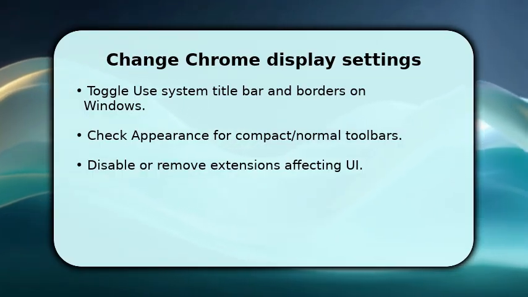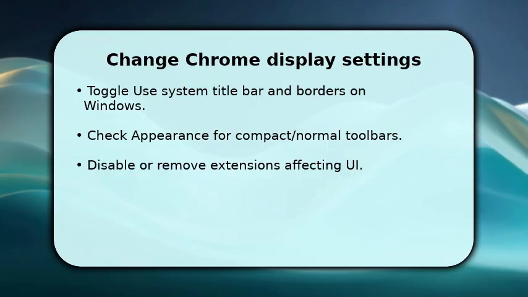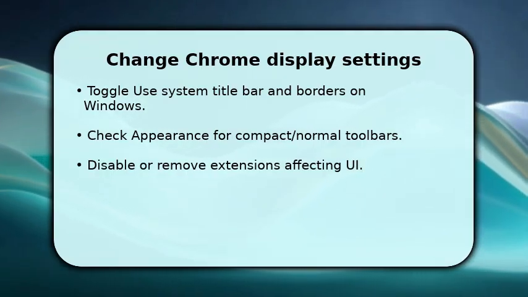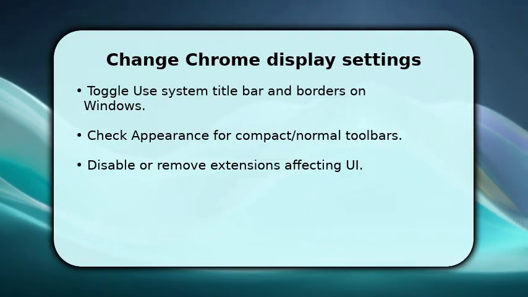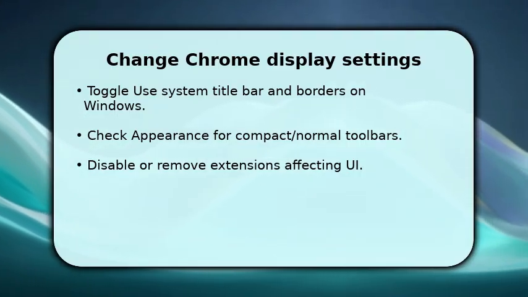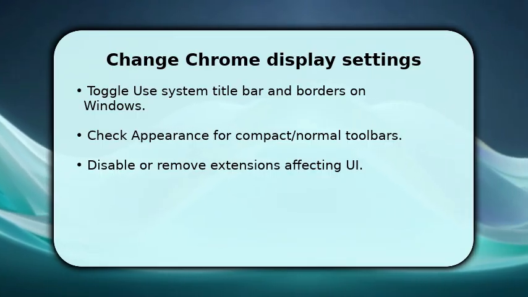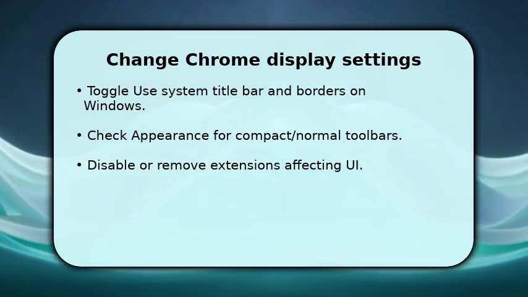Next, open Extensions and disable any extensions that modify Chrome's UI. Some add persistent overlays. Make sure to apply one change at a time so you can finish by restarting Chrome to ensure your changes take effect, and then test in an incognito window to rule out extensions.